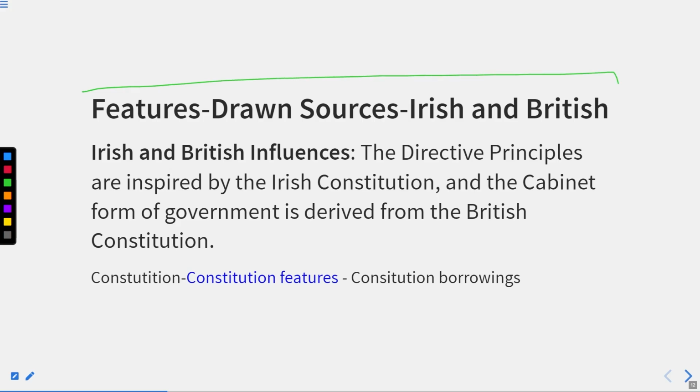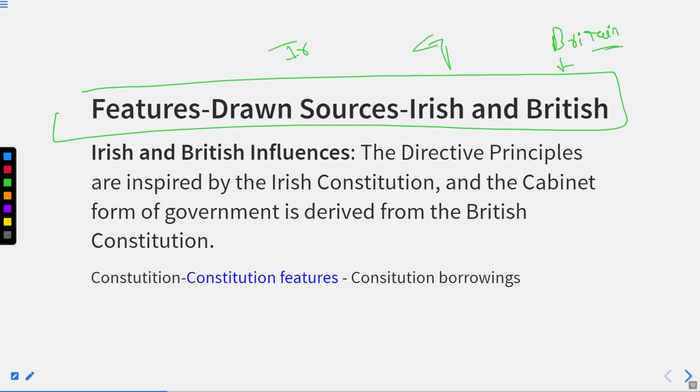Thereafter, Irish and the British. British here is Britain. Irish here is basically Ireland. So remember this thing. The directive principles, which is DPSP, are inspired by the Irish Constitution, meaning the Ireland Constitution, and the cabinet form of government is derived from the British Constitution.